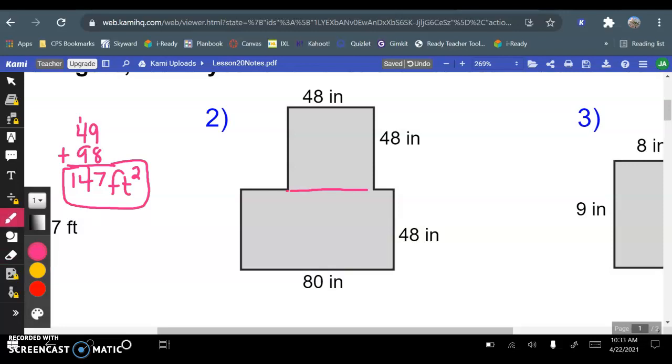So I'm going to do 48 times 48 for that top square, and that is 2,304. And then the bottom rectangle is 80 by 48. So I'm going to do 80 times 48, and that is 3,840. And then I'm going to add those together. I get 6,144. And these are inches. And we found area, so it's squared.